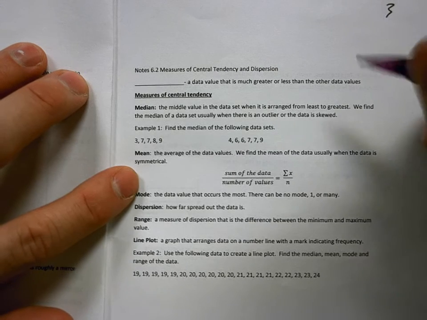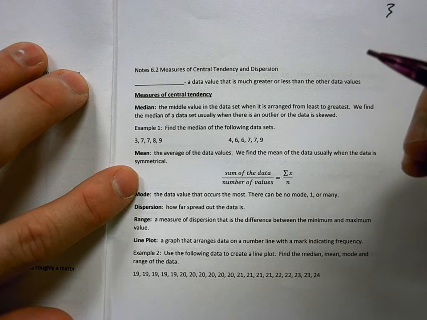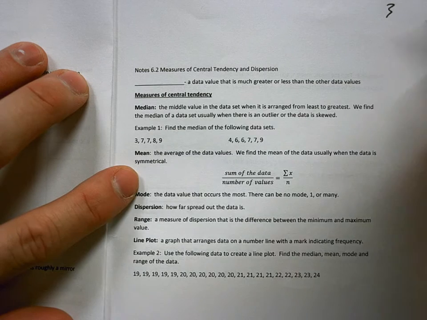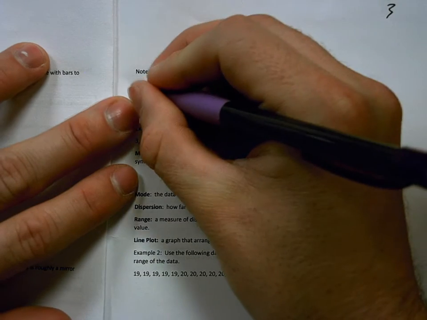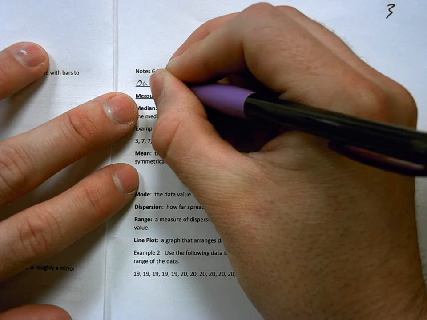Okay, 6.2, measures of central tendency and dispersion. An outlier is a data value that is much greater or much less than the other data values. We talked about this, and this was an outlier.